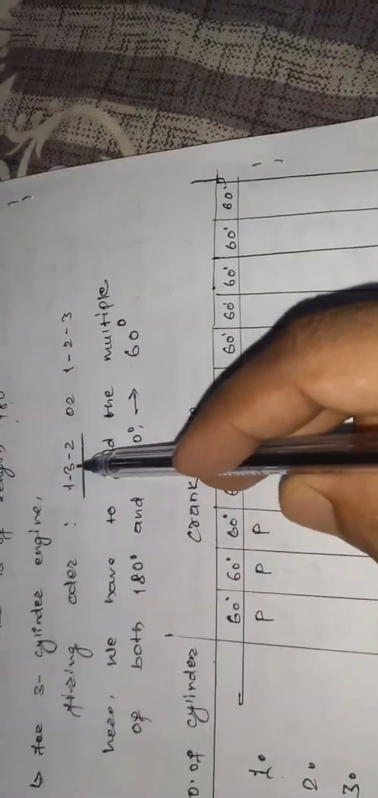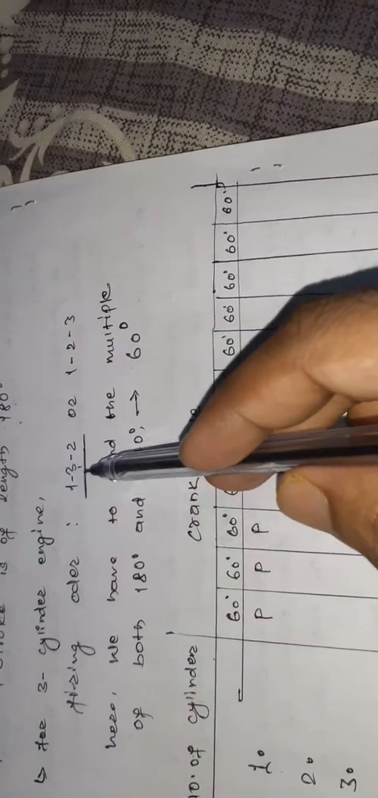Then for 180 degrees, let's assume there is a power stroke in the first cylinder. Power stroke, we will write P for it. And after the first cylinder, there is a power stroke in the third cylinder. Here, third cylinder means we don't need the fourth cylinder, so cross this. And in the third cylinder we have a power stroke.